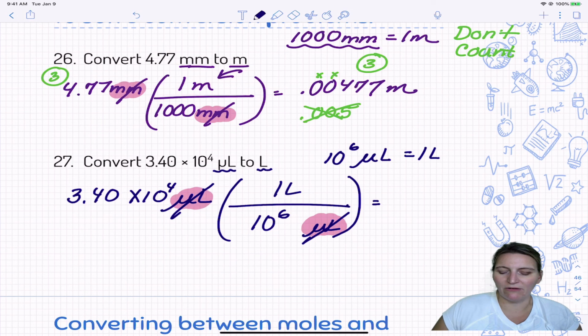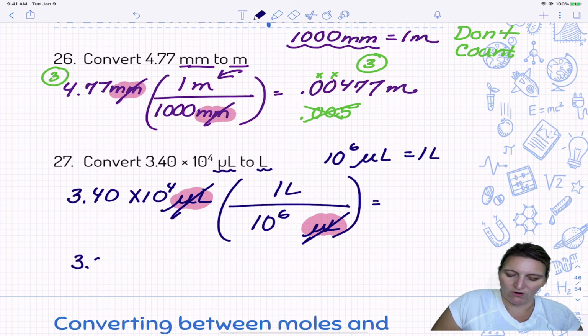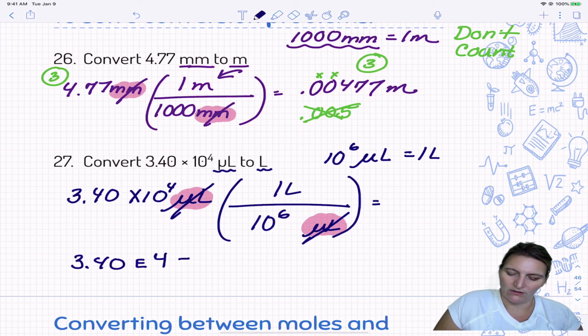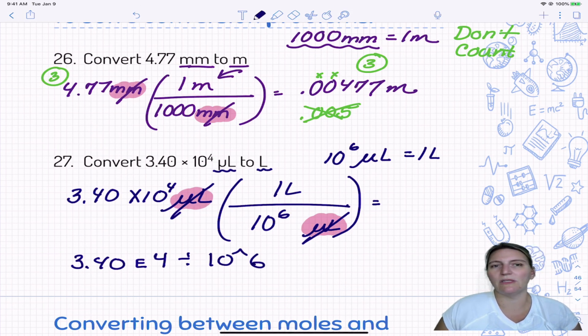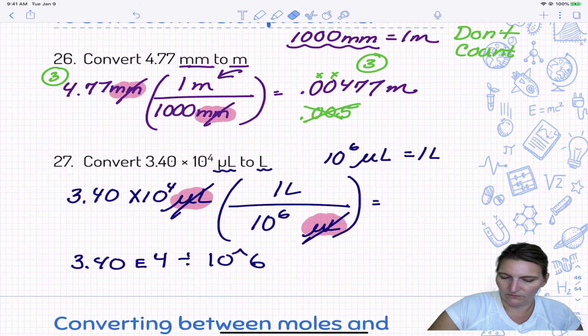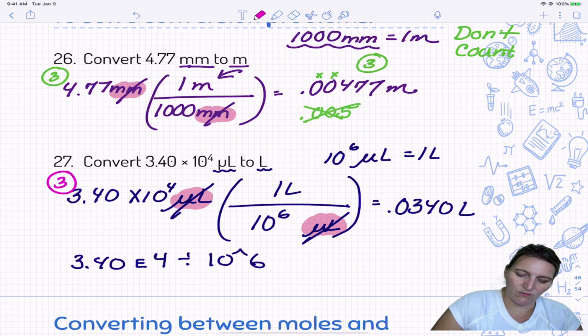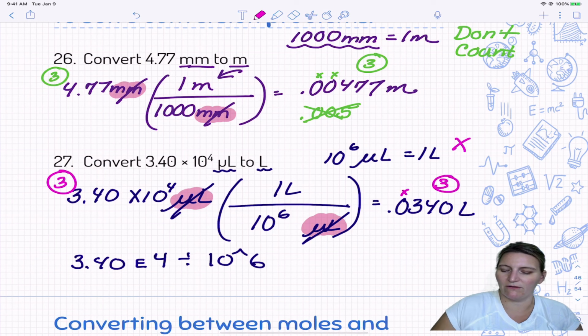So now this is what I plug into my calculator, and I want to make sure that what you plug into your calculator is right. So it's going to be 3.40, and then you should see a small but uppercase E by pressing second comma, 4 divided by, and this you do not want to use scientific notation because there's no stem to this. So divided by 10 to the 6th. If you get that, you should get 0.0340 liters. And again, significant figures, this number has 3. These guys don't count, so my answer should have 3. That first 0 doesn't count.